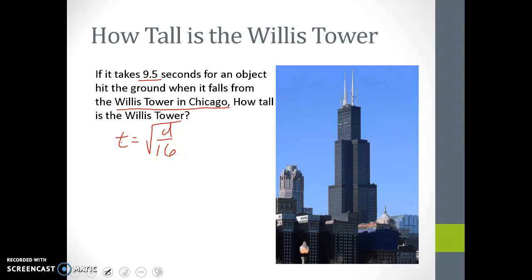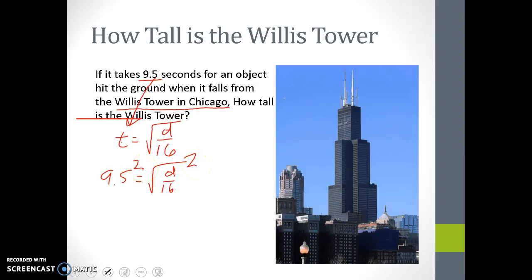In the other two cases, we knew the distance, but we didn't know the time. Here we know the time. So we're going to plug in 9.5 seconds for the time and set that equal to the square root of d over 16. Now we're going to be working in the opposite direction from what we just did. We want to solve this equation for d. The first thing we have to do is get rid of the square root sign, and the best way to do that is to square both sides.